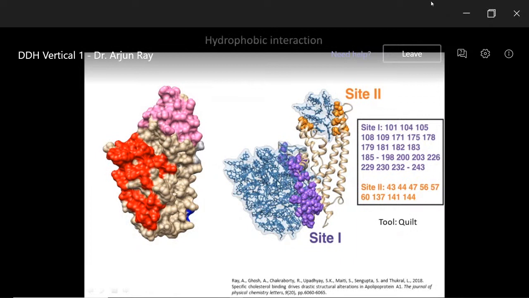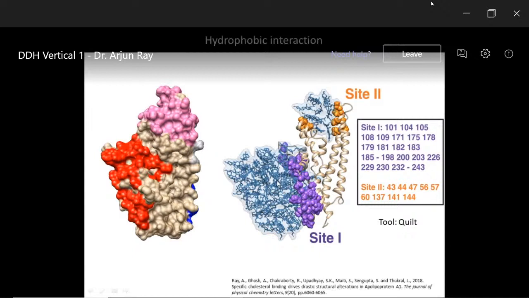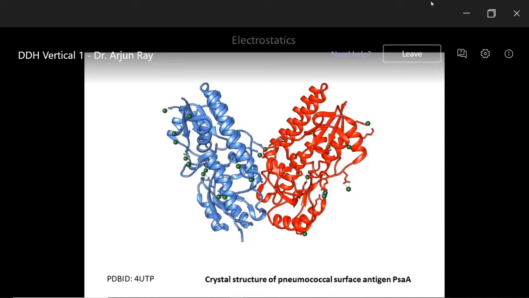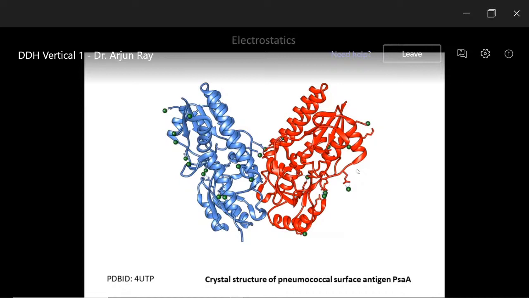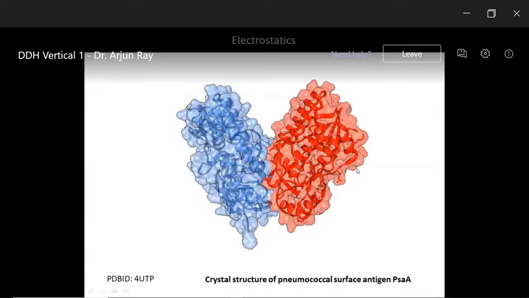Now, another example of the surface chemistry would be something to do with electrostatics. In electrostatics, this is a protein crystal structure for pneumonical surface integer, which is bound by these green balls, which are cadmium atoms. Now, this would be the van der Waals radii representation of this protein, where you have these two chains. And if you remember what we spoke about, the hierarchical states, here we have two subunits, which you can call A and B. Both of them together form the quaternary structure.